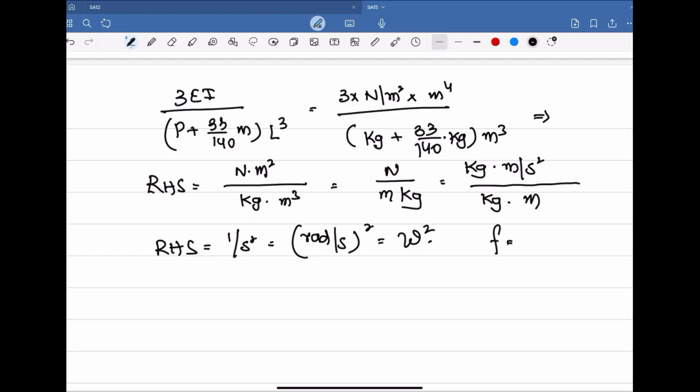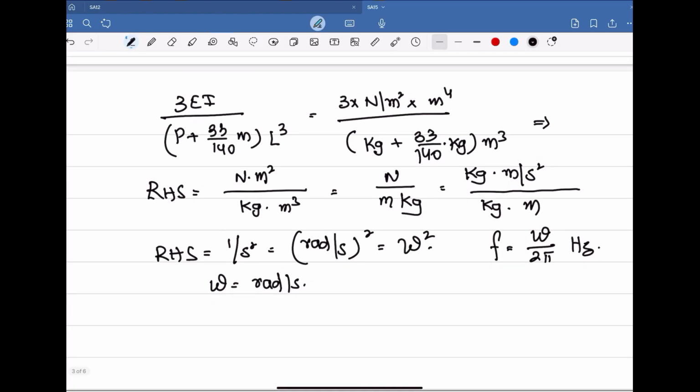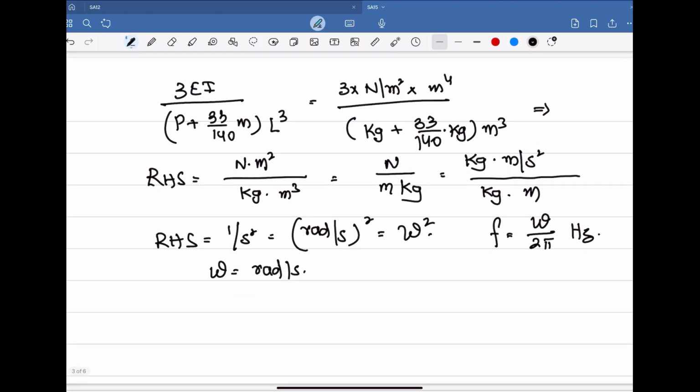Frequency is equal to omega by 2 pi. That is in hertz. This omega is in radians per second. Now, with this background, let us solve the question given. Now, what are the values given?